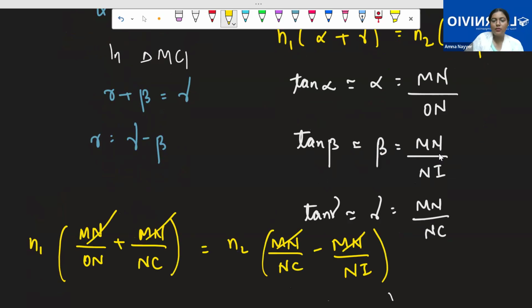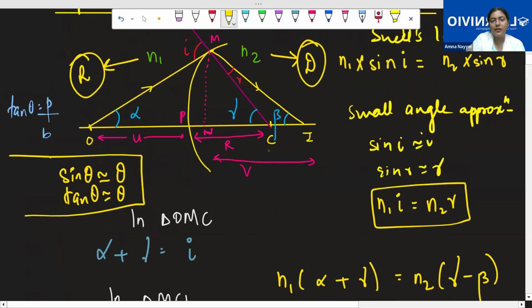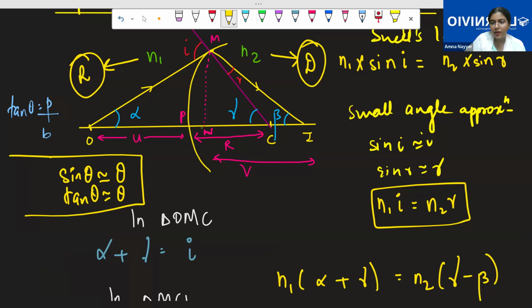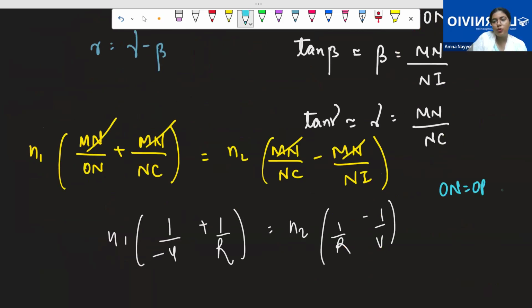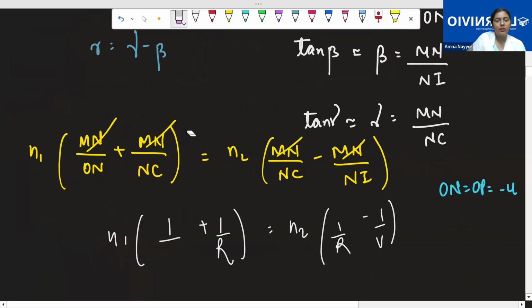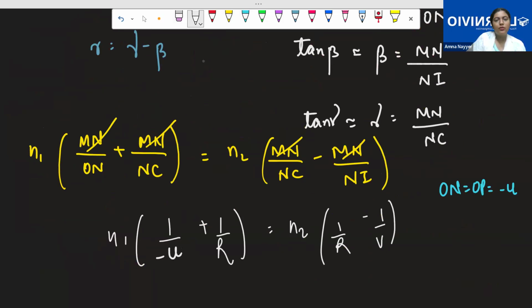Now see, ON. What is ON? It's better if you write this as OP. ON can be written as OP. That's why we took this point. And what is OP equal to? OP is equal to the object distance, but we are going to put it as negative. So ON is equal to OP, that is minus u.